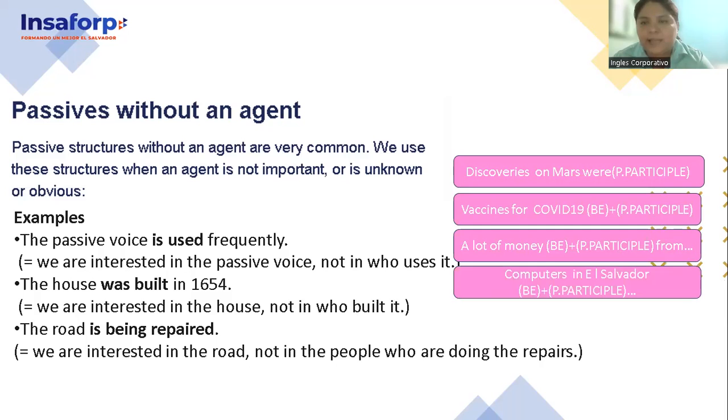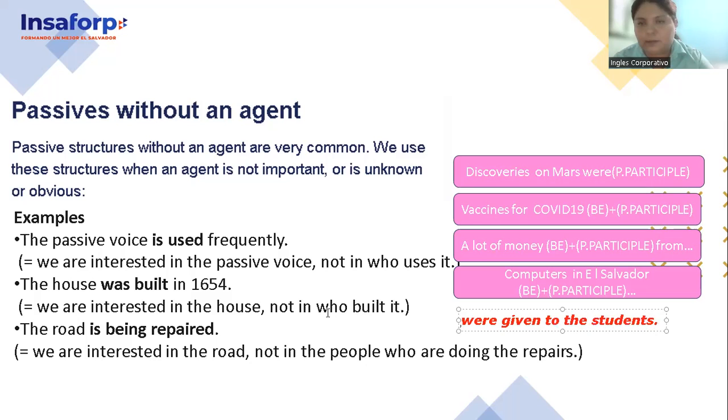Computers in El Salvador, simple past, passive. Well, the government gave a lot of computers, right, to the students. What do you think? Convert that active sentence into a passive. Computers in El Salvador were given to the students. Okay, nice. So you see, really easy.